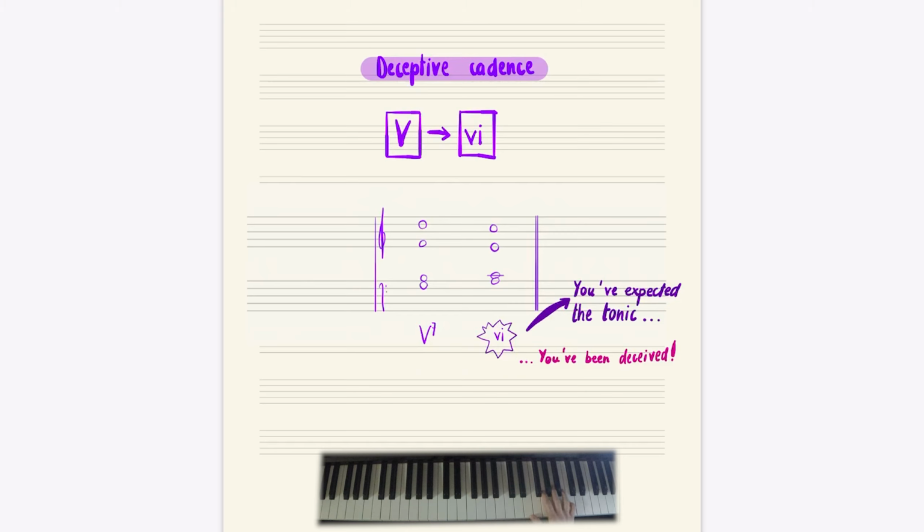So the cadence starts off just like a standard cadence, and right in the moment where you expect to come back home to the tonic, boom, chord 6 jumps in instead. Your ear has been deceived, and hence the name of the cadence, deceptive cadence.